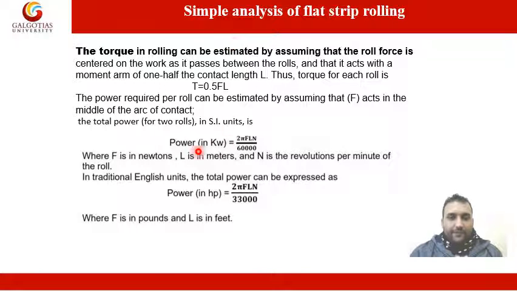So using these two relations, the power is equal to 2 pi F into L into N divided by 60,000, and T is equal to 0.5 F into L. We can calculate the torque in the rolling of the simple two roller system.